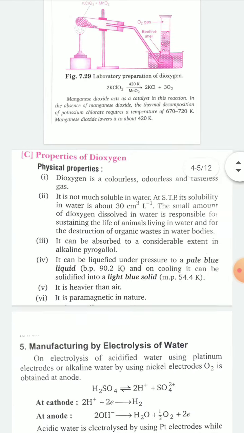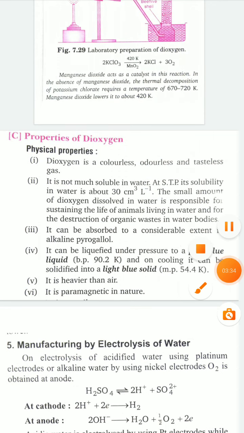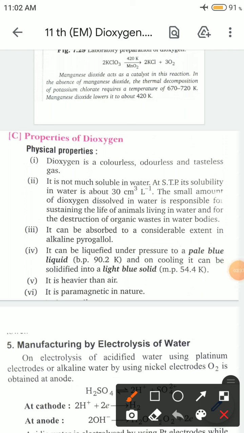Properties of dioxygen. Dioxygen is a colorless, odorless and tasteless gas. It is not much soluble in water. It is absorbed to a considerable extent in alkaline pyrogallol. It can be liquefied under pressure to a pale blue liquid. It is heavier than air. It is paramagnetic in nature.